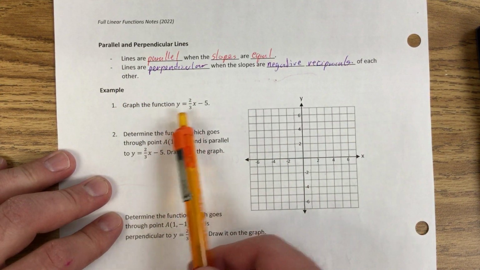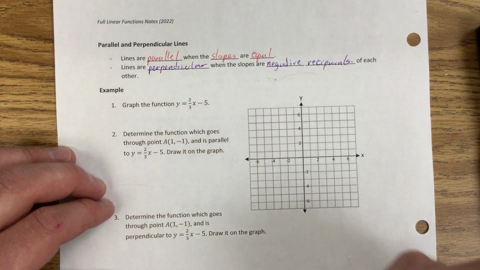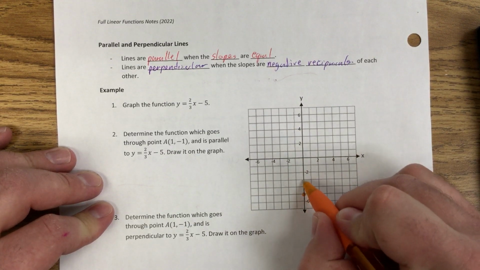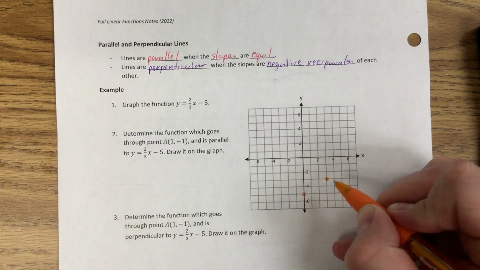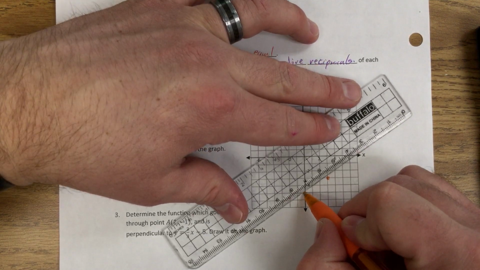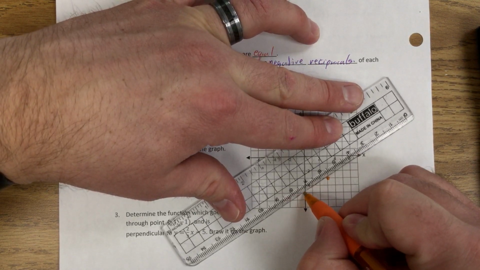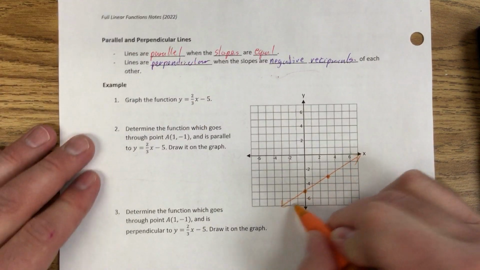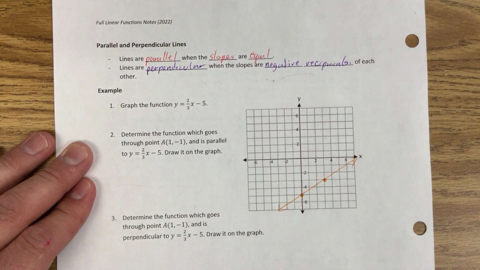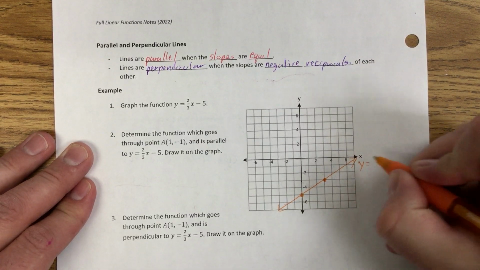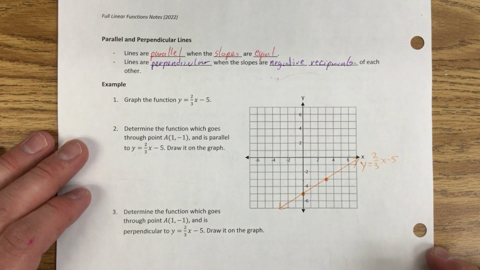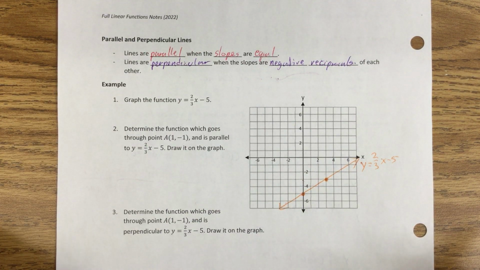Let's graph this function here. Y equals 2 over 3x minus 5. So the minus 5 is going to be right here. 2 over 3, up 2 over 3, we have this point right here. We're going to draw a line through. There we go. And we have the equation. Let's move this out of the way here. Y is equal to 2 over 3x minus 5. Okay, there's our equation. There's our line drawn out as neat as we can there.